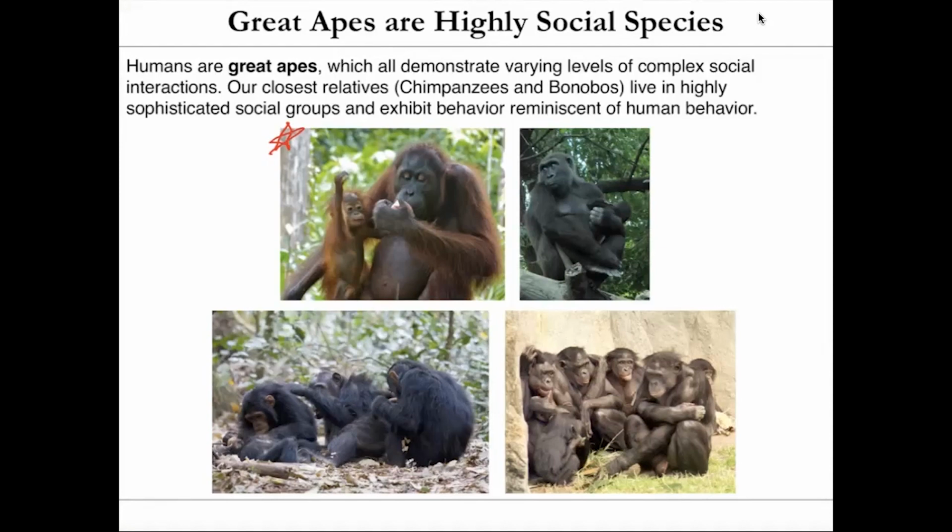Now, humans' closest relatives are the chimpanzees and bonobos. We are extremely closely related genetically, with a last common ancestor shared with chimps and bonobos.